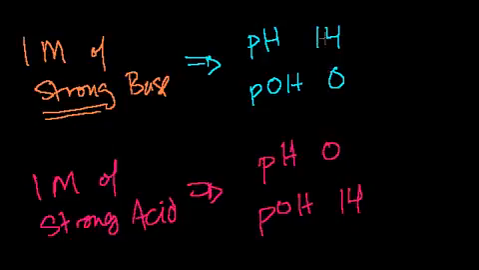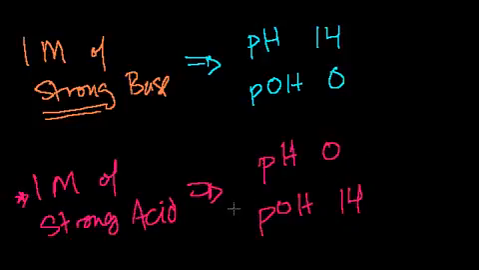And anyway, this might give you the impression that this is an absolute scale, that 0 is as acidic as you can get and 14 is as basic as you can get when you get to pH. But that's not the case. You can actually get above this, or you can get below this. This was just when you had 1 molar of a strong acid.